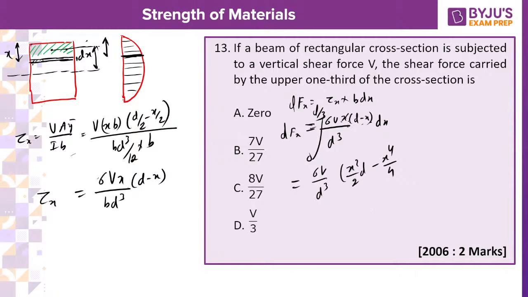No, 6vx, xd, x square by 2, x square, x cube by 3, just 0 to d by 3, right? Now just put the value here and simplify, and you will get the force which is created by 1/3, that will be coming around 7v by 27. Just simplify this one, put the value d by 3, 0 to d by 3, that is the limit, you put it and you will get 7v by 27. Did you get that?